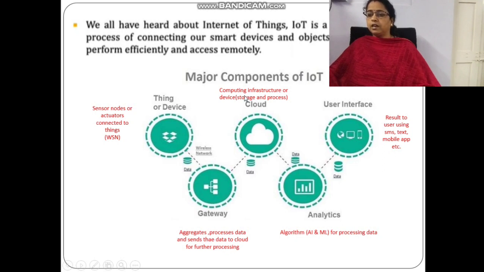In the cloud, it is the computing infrastructure, the storage and devices, or the processes, where after aggregation by the gateway the data is sent to the cloud, and in the cloud the computation takes place. To do the computation in the cloud, various AI-based and ML-based algorithms are used for data analytics. Then in the user interface, the result is given to the user using a text message, some alarming signal, or through mobile or SMS.